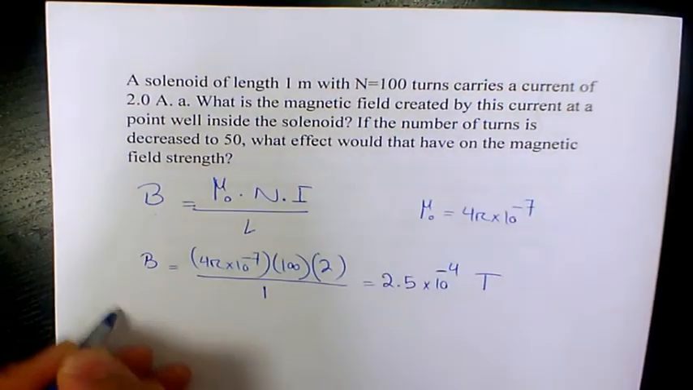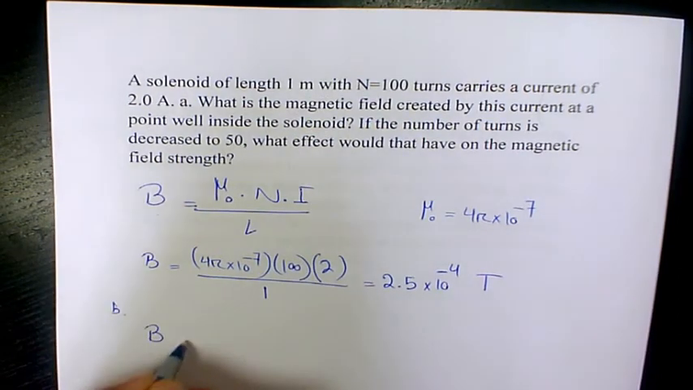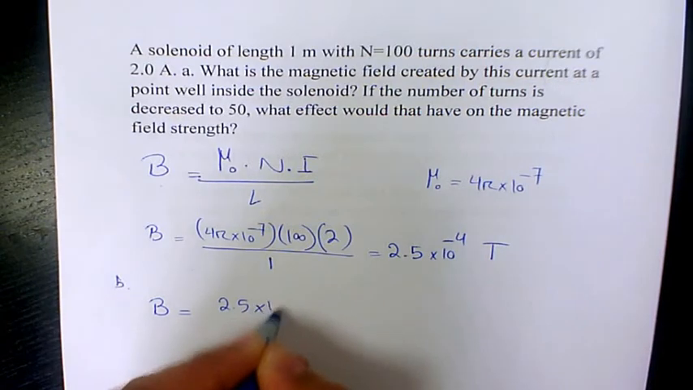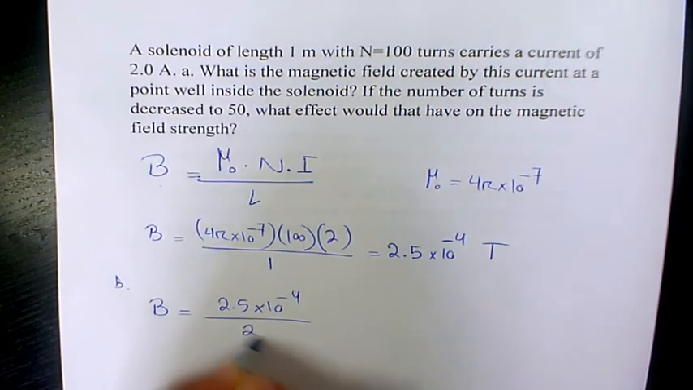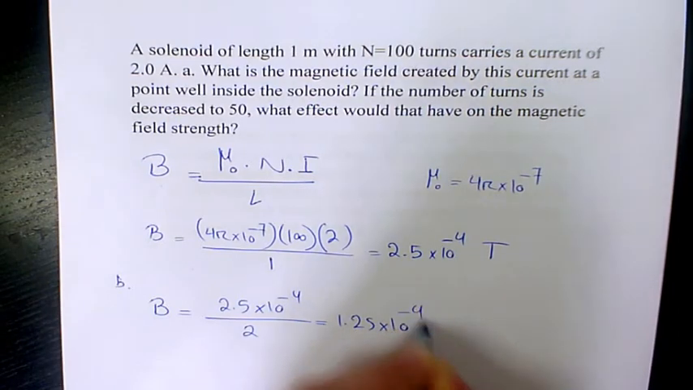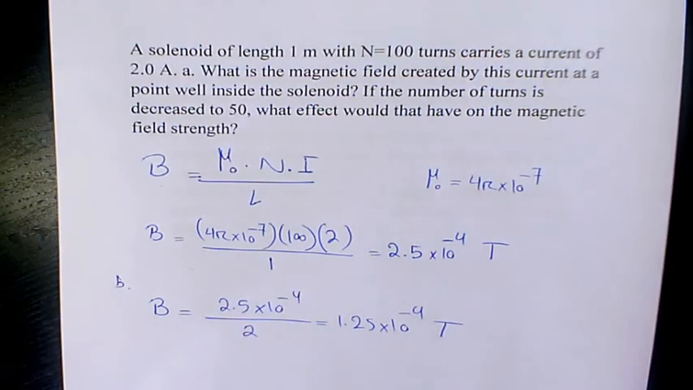So for part B, it is going to be 2.5 times 10 to the power of negative 4 divided by 2, which will be 1.25 times 10 to the power of negative 4 Tesla. This is much easier in order to find the answer to part B. So that's how we calculate the magnetic field strength of a solenoid.